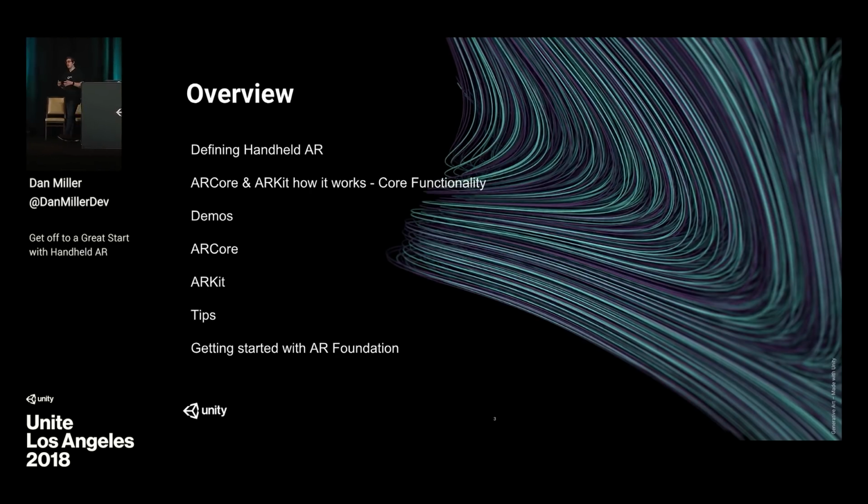As an overview, I want to start by defining what I'm talking about with handheld AR, giving a little insight into how it works and some of the basic features. Then we're going to show a couple demos that I've built, and explain how they work and how you can build similar things. After that, I'm going to take a deeper dive into ARCore and then ARKit, talk briefly about some tips, and then look at AR Foundation, which is our solution for abstracted APIs on top of ARCore and ARKit.